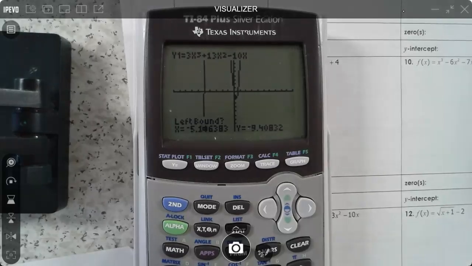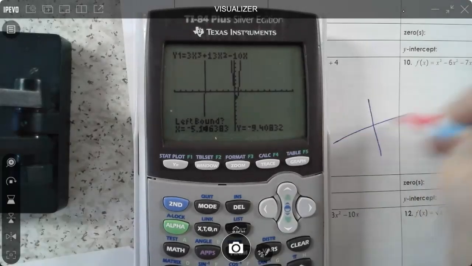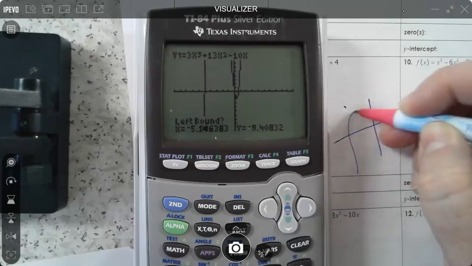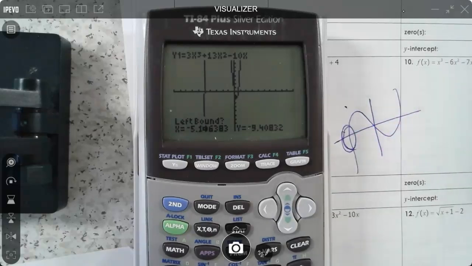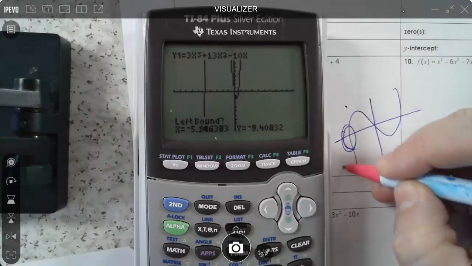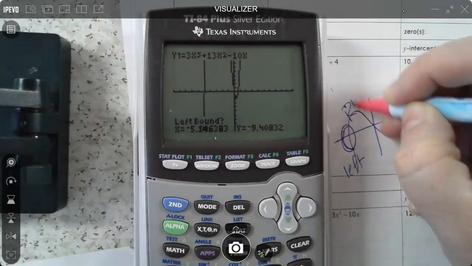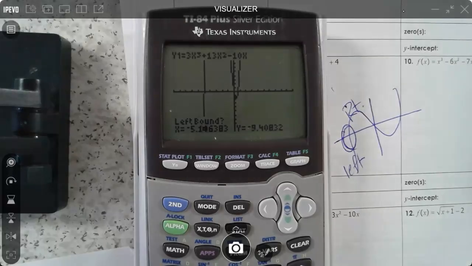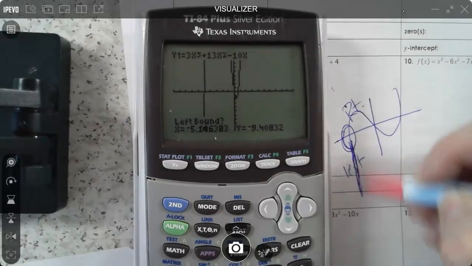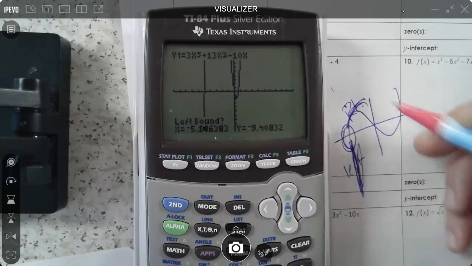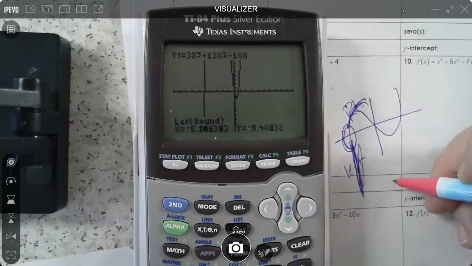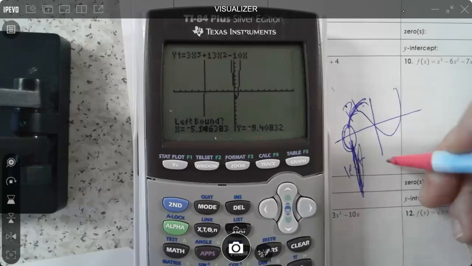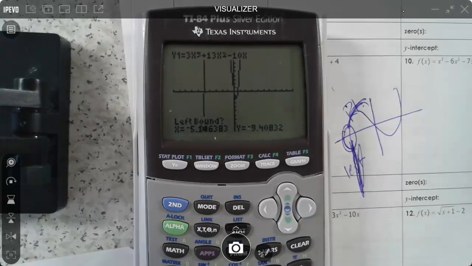So here's what you have to do. When we calculate this zero, if I'm crossing right here, this is the left bound, this is the right bound. So I have to make sure that my spider is somewhere on this side for left bound and somewhere on this side for right bound. That's what you're looking to do. Because what your calculator is doing is looking for a sign change. We call this a sign change.